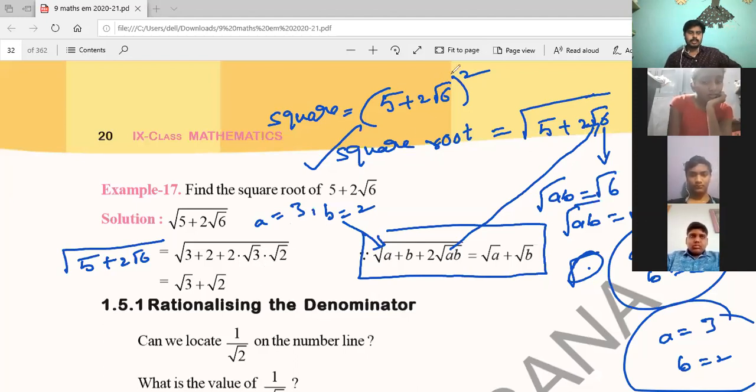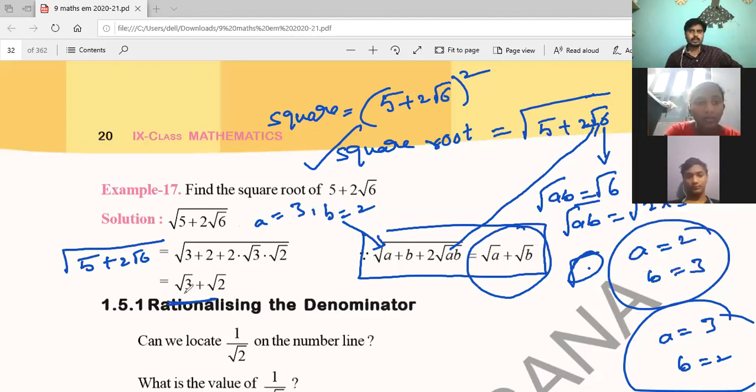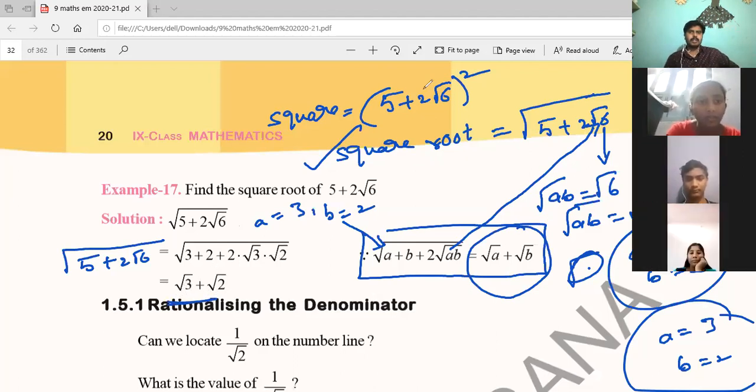Take the screenshot up to here first. That we can write as root a plus root b, right? So root a plus root b. You can go root 3 plus root 2. Direct substitution in formula.